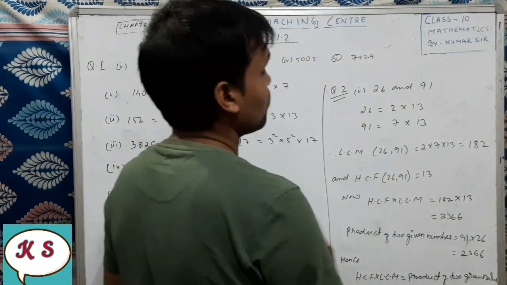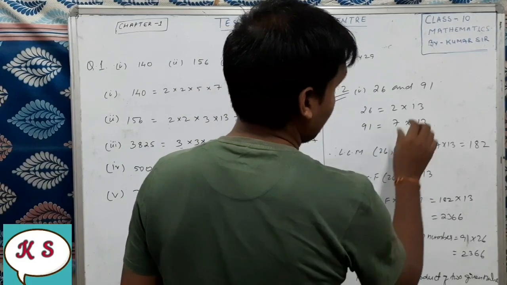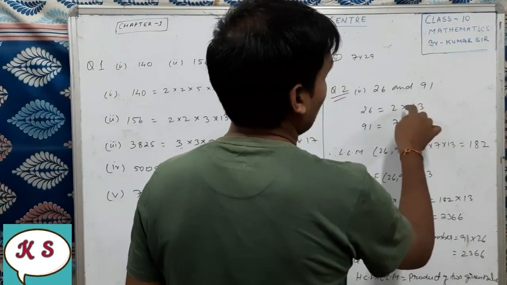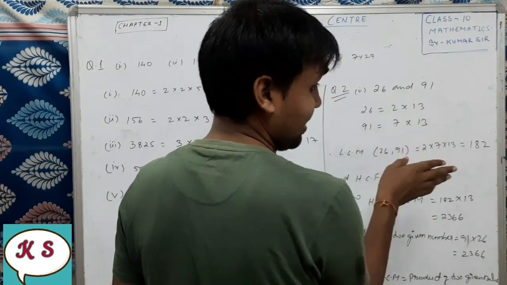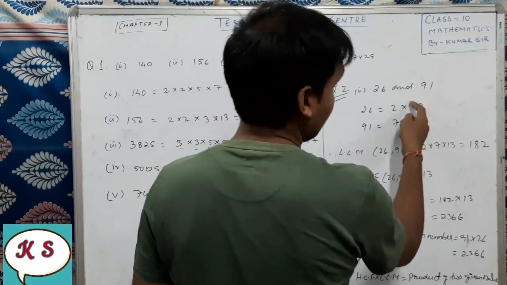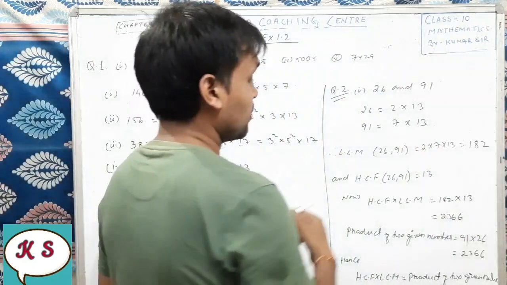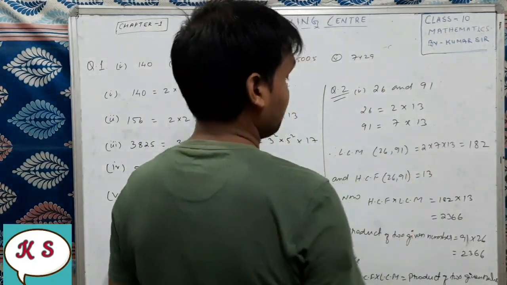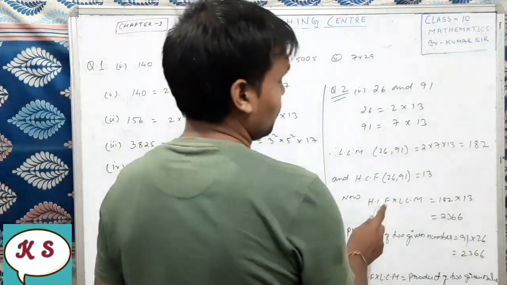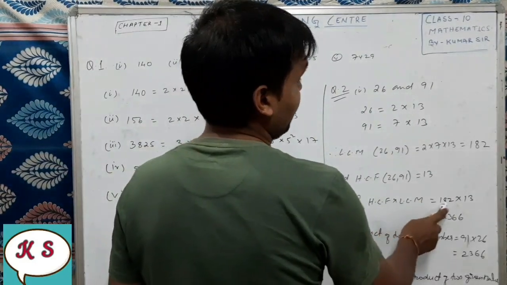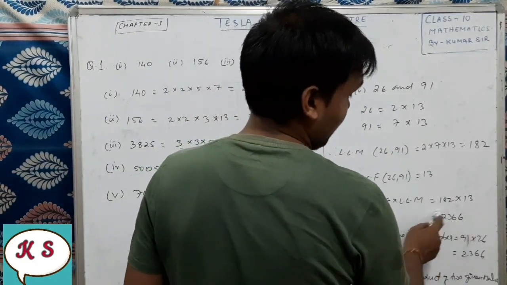Now HCF means what? HCF, always remember, HCF means the common one only. So here 2, does it have any common? 7, no common. So 13 only is common. So 13 will be the HCF. Okay, so HCF will be equal to what? 13. Now product, we are finding HCF into LCM, 182 into 13, so you will get this much.